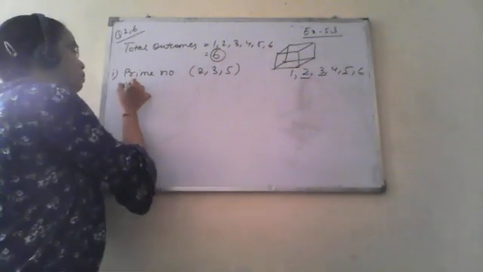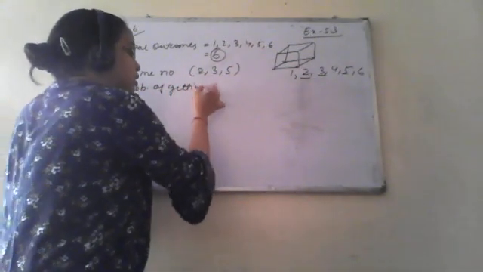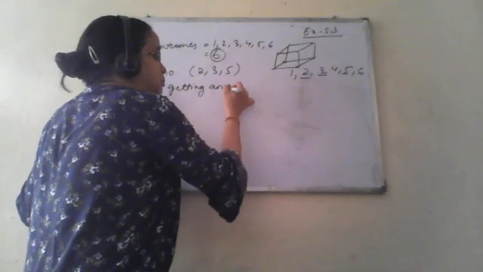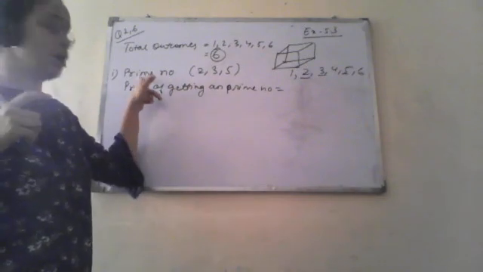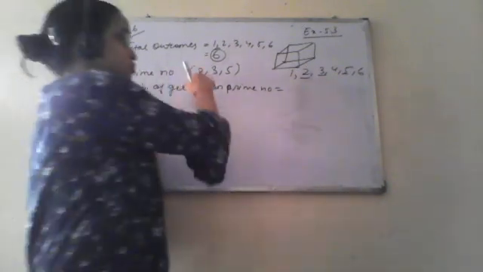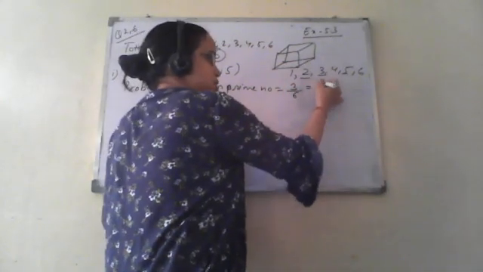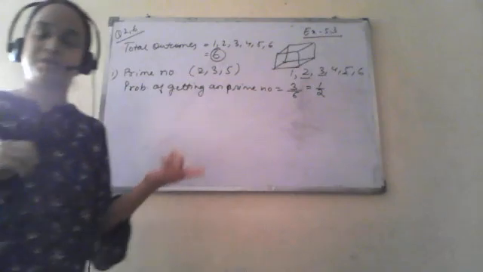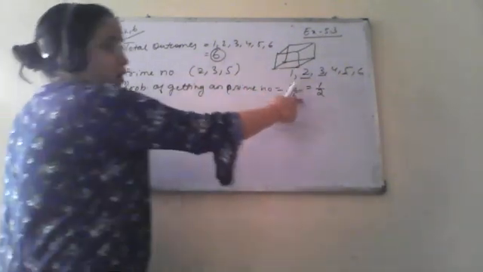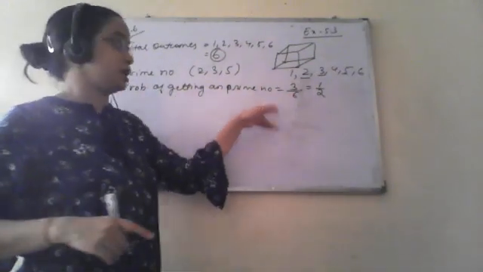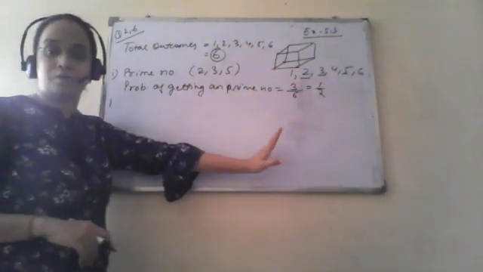So probability of getting a prime number equals the number of outcomes related to getting a prime number, that is 3, upon the total number of outcomes, this is 6. So it is 1 by 2. There is a 50% chance that we get a prime number. When you are writing this, do write the statement: number of outcomes possible for an event upon total number of outcomes. Don't forget to write this.